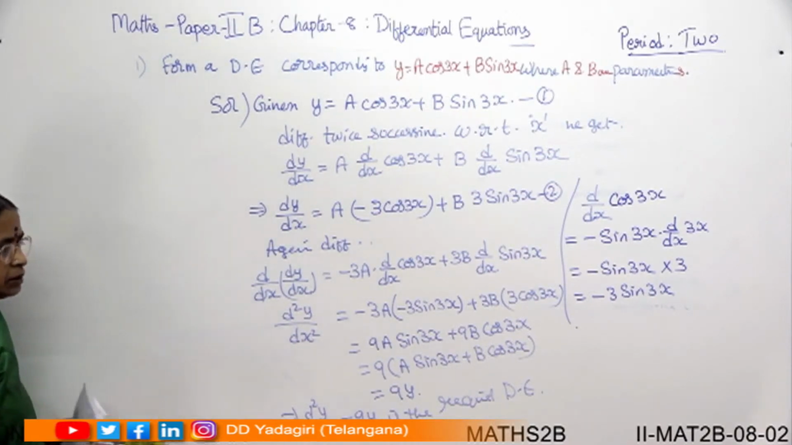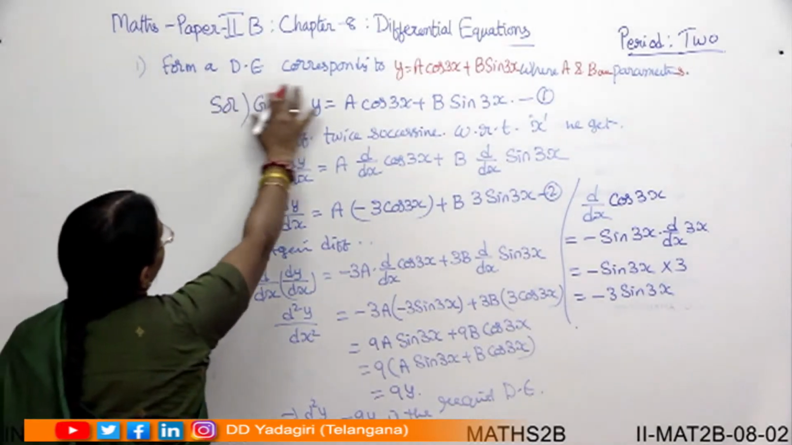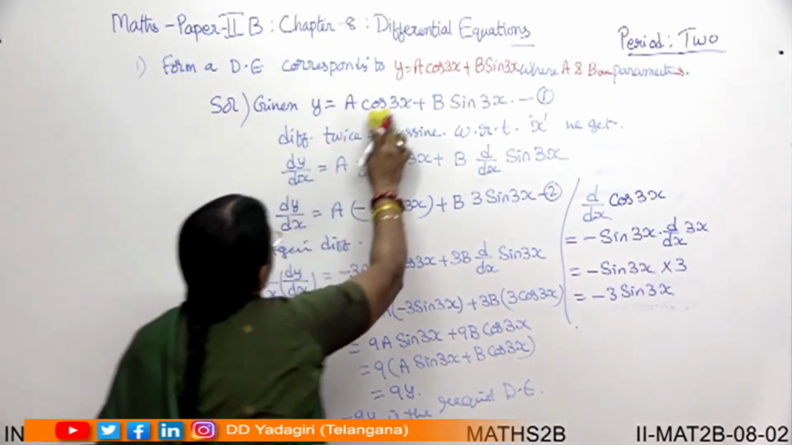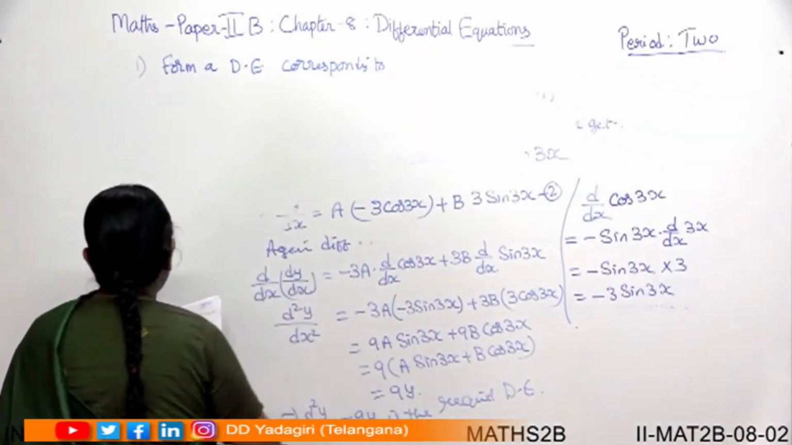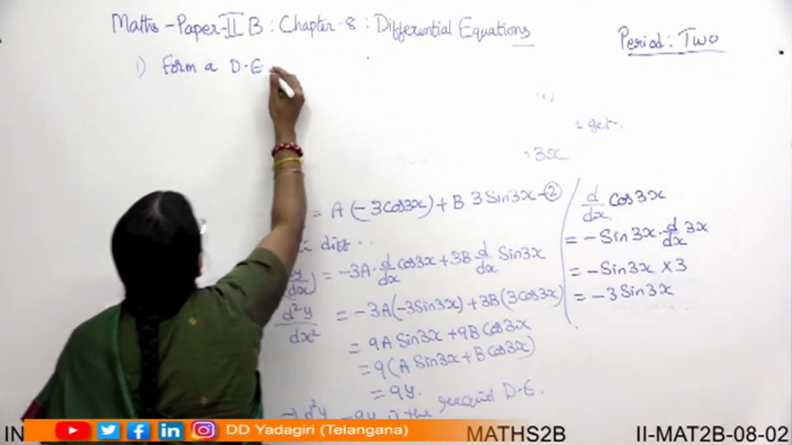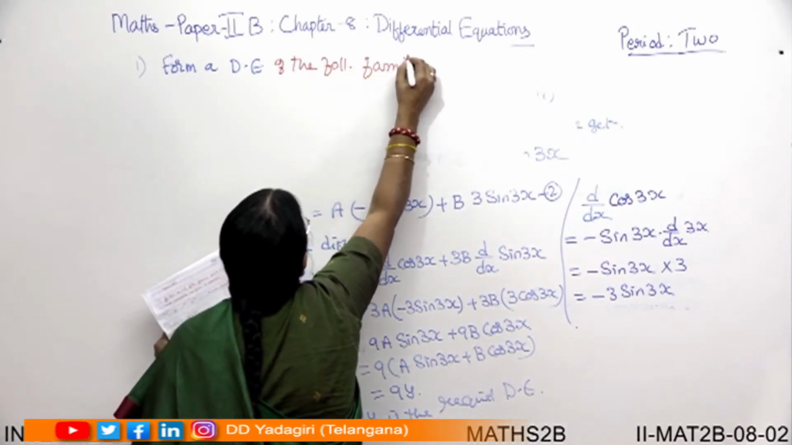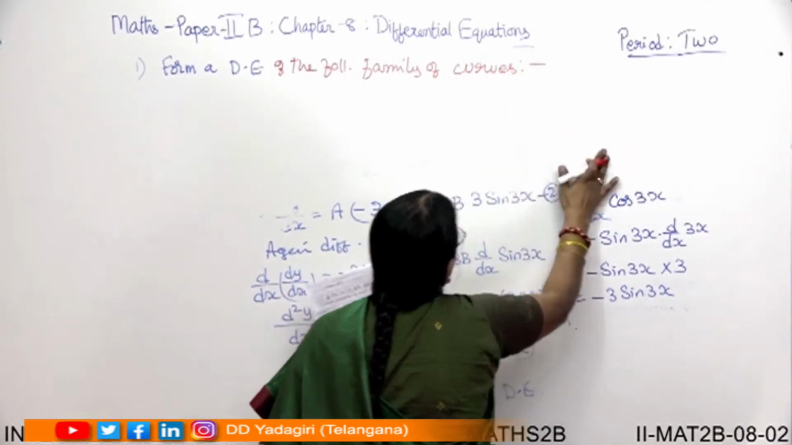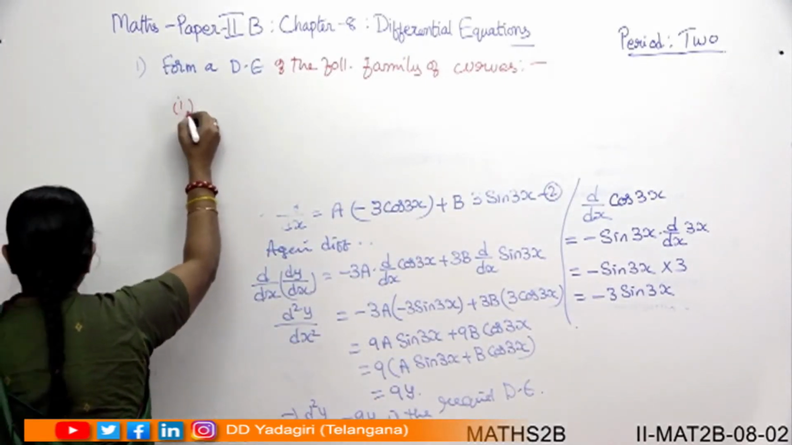So you can just take down this. Now I'll just write the homework problems. Question is the same. Form a differential equation corresponding to the following family of curves. Family of curves means parameters. For different values of parameters you'll get different equations. So that becomes a family.